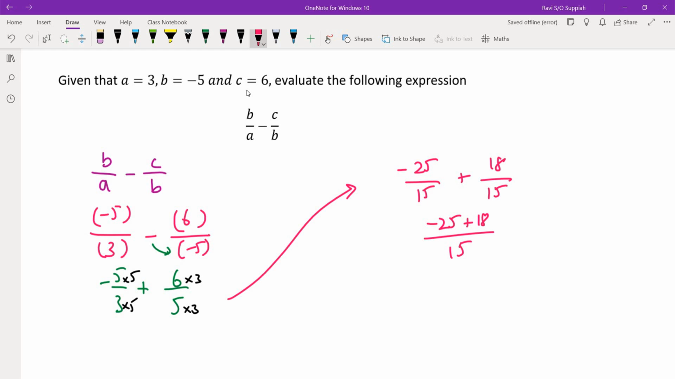So if I give away $25 and I get $18, in the end I would have still lost, correct, because I gave away more. How much more? So 25 and 18, the difference is 7. All right, so the final answer is minus 7, because I gave away more than what I got back, okay, over 15. So that is the final answer here, minus 7 over 15.